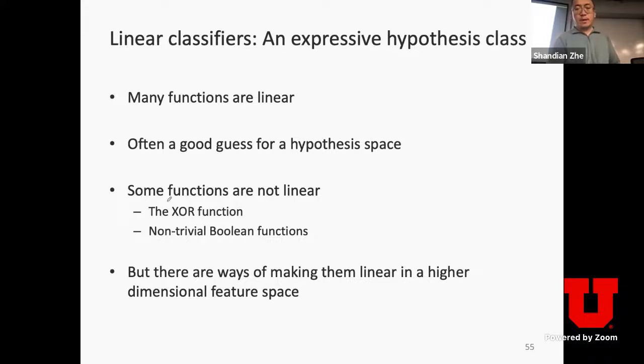But there are ways of making them linear in a high-dimensional feature space. This is called feature mapping. If you can smartly construct new features to represent each data instance, that means you lift the feature representation into a higher dimensional space. That would make it a lot easier to find a linear classifier that better separates positive examples from negative examples. Any questions so far? Okay.